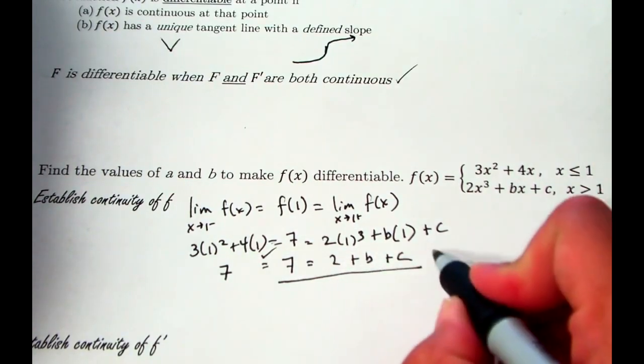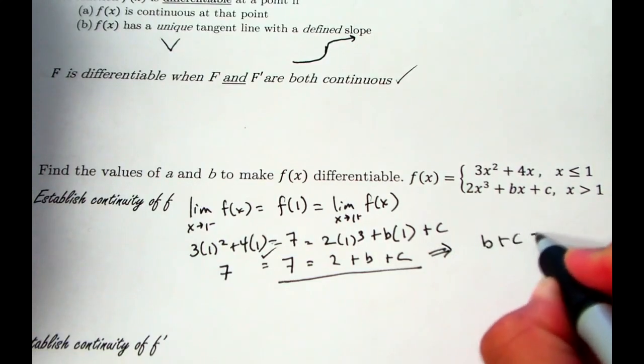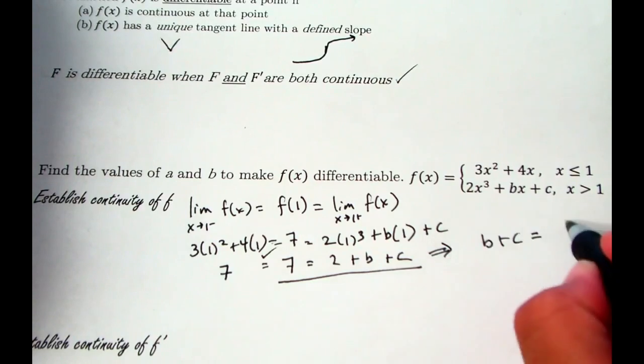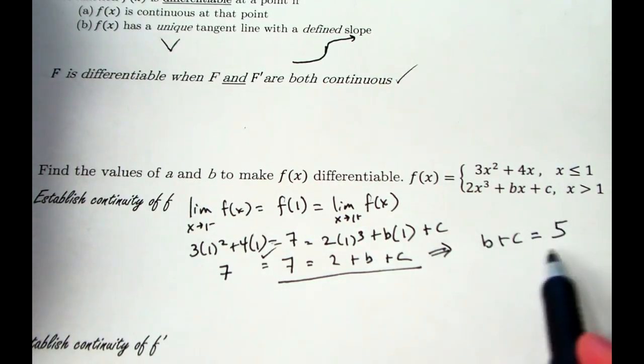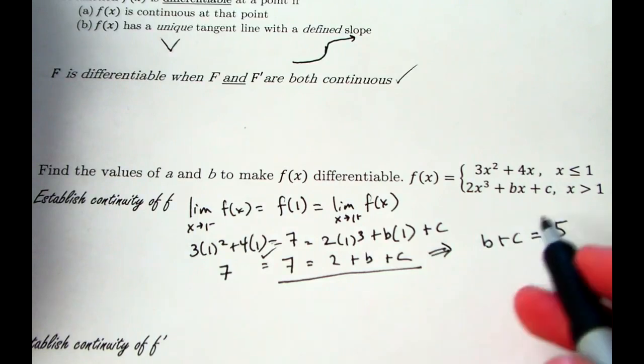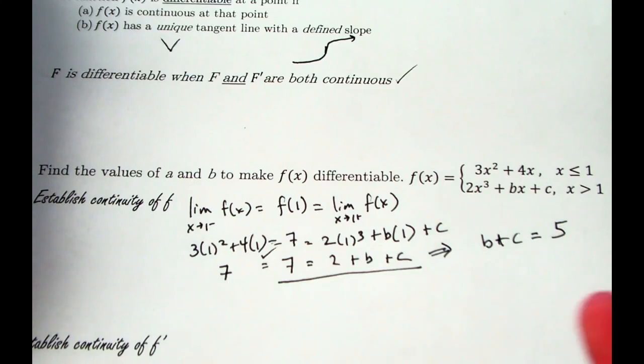I'm going to rearrange that slightly. If 7 equals 2 plus b plus c, that implies that b plus c has to equal, if I subtract 2 from both sides, 5. So for continuity to occur, b plus c has to equal 5. But of course, there are infinitely many pairs of numbers b and c that add up to 5. 4 and 1, 2 and 3, 0 and 5, and many, many others.